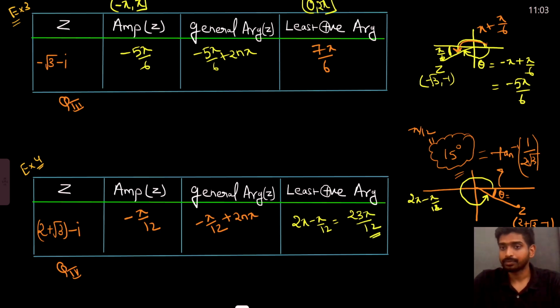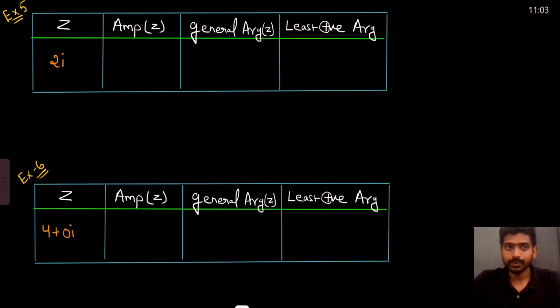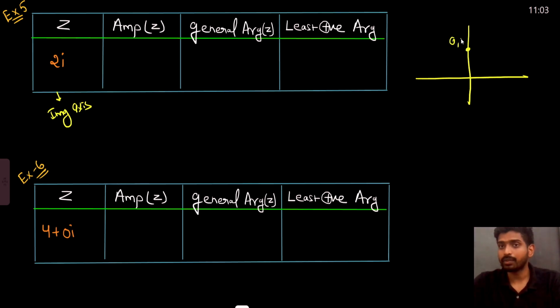Got it. Next, come to the next question. Example 5. If you see, this is a purely imaginary complex number, right? z is equal to 2 iota. So where will this complex number lie? This complex number will lie on the imaginary axis. So 2 iota will be somewhere here, which is (0, 2). Got it?